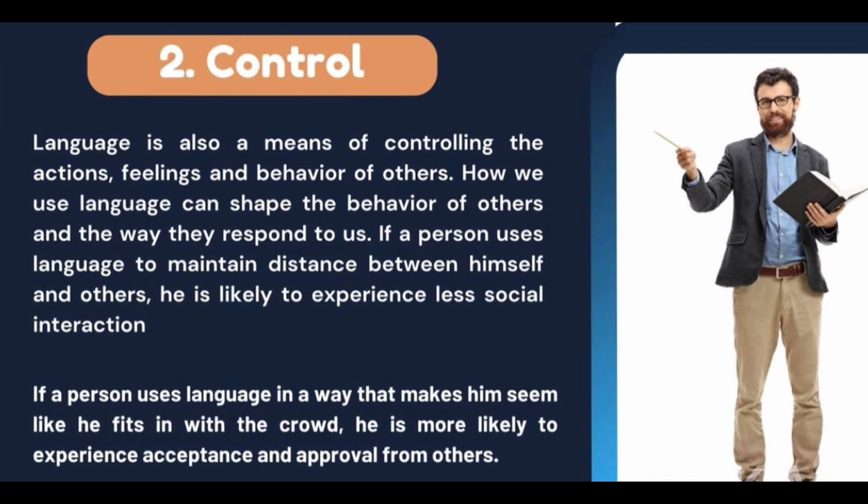Second, we have control. Language is also a means of controlling the actions, feelings, and behavior of others. How we use language can shape the behavior of each other and the way we respond to us. If a person uses language to maintain distance between himself and others, he is likely to experience less social interaction. If a person uses language in a way that makes him seem like he fits in the crowd, he is more likely to experience acceptance and approval from others.